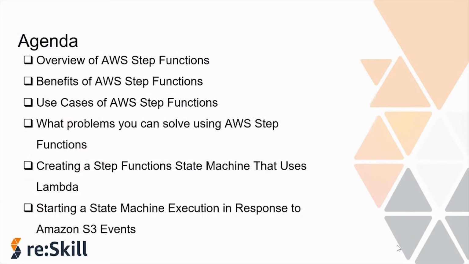Now, what is the agenda for today's session? What are we targeting in today's session? We'll start with the overview of AWS Step Functions. Then we'll talk about the benefits of AWS Step Functions. We will discuss the use cases of AWS Step Functions, what problems you can solve using AWS Step Functions, creating a Step Functions state machine that uses Lambda, and starting a state machine execution in response to an Amazon S3 event. So these are the pointers which I am going to cover as a part of this training session.